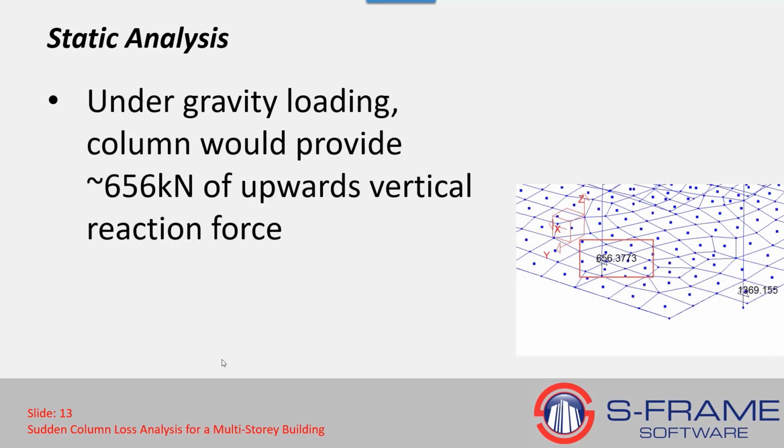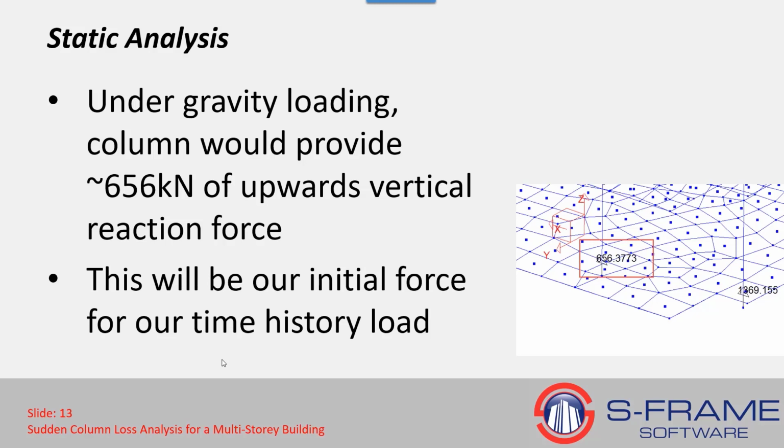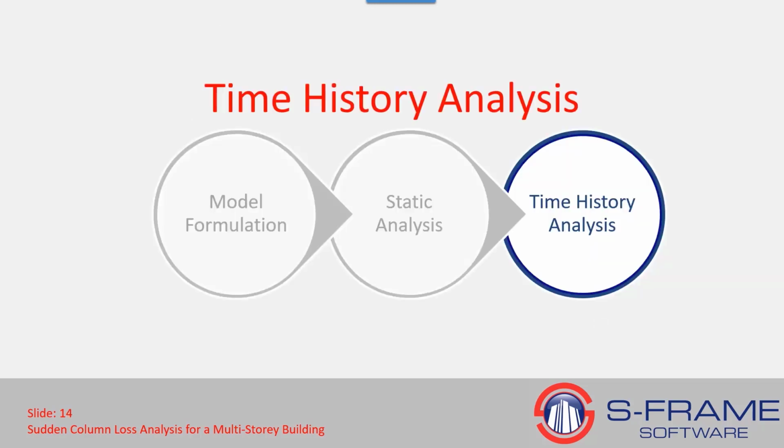If we go back to our presentation, mentioning this once again, under gravitational loading, the column will provide around 656 kilonewtons of upwards vertical reaction force, and this will be our initial force for the time history load that we're going to apply in just a second. We're going to represent the column before it's removed with an upward force with this magnitude, as you can see here. Now we're at the point where our model is formulated, and we need to see how it responds due to the loss of the column through a linear dynamic time history analysis.